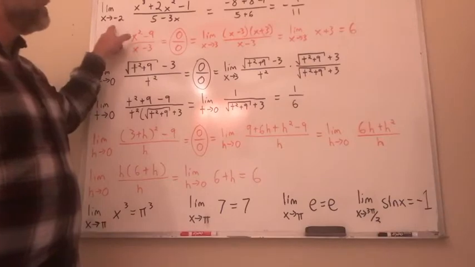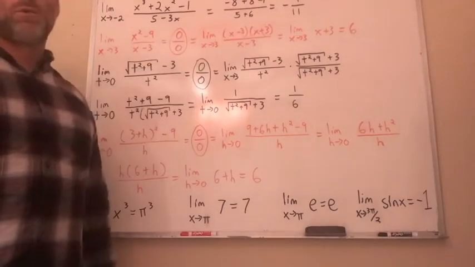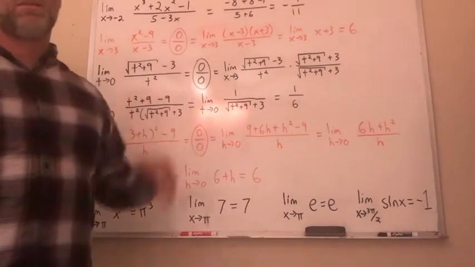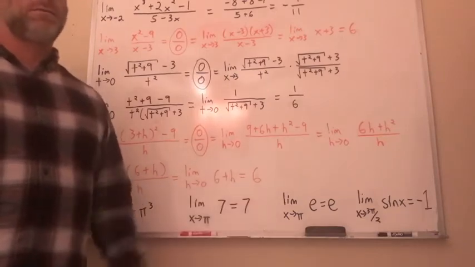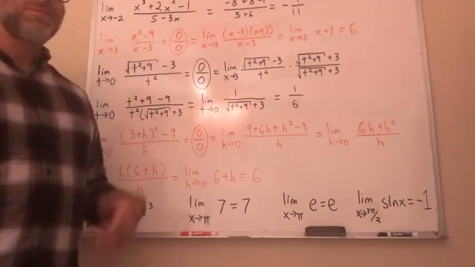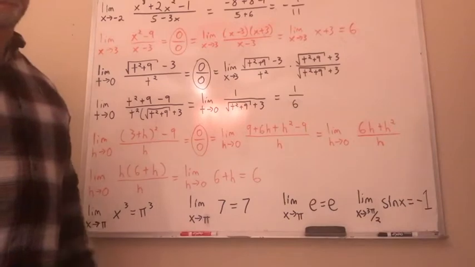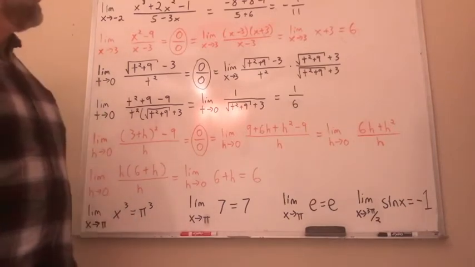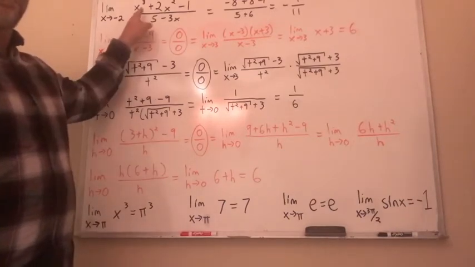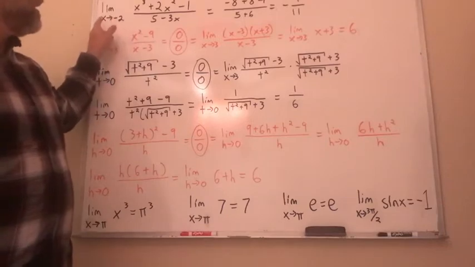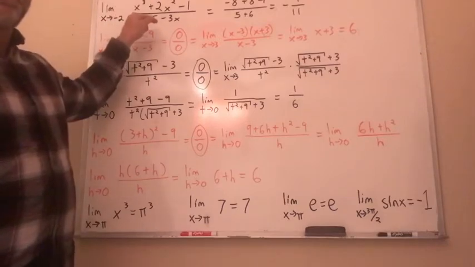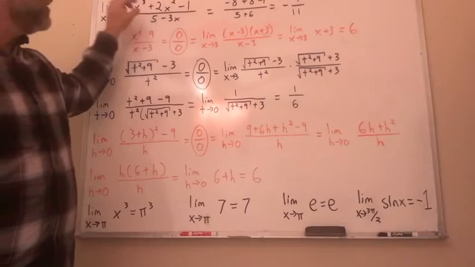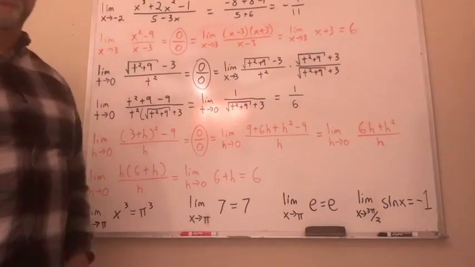If we plug in negative 2, we get negative 8 plus 8 minus 1 over 5 plus 6, which is negative 1 over 11. Done. Nothing to it. If we were to use the limit laws, what limit laws would we be using? Well, the limit of a quotient is a quotient of limits, so you could put a limit up here and a limit down here.